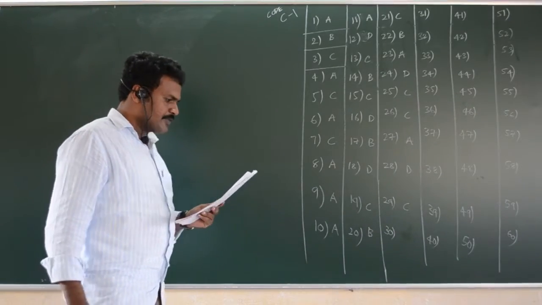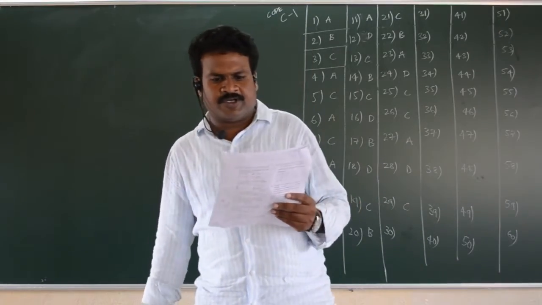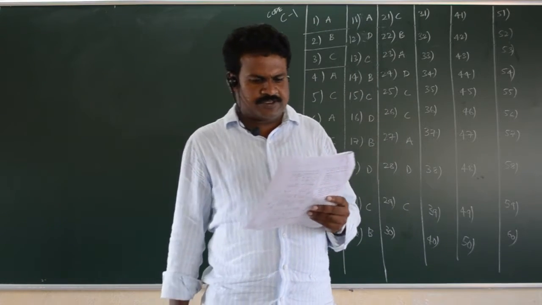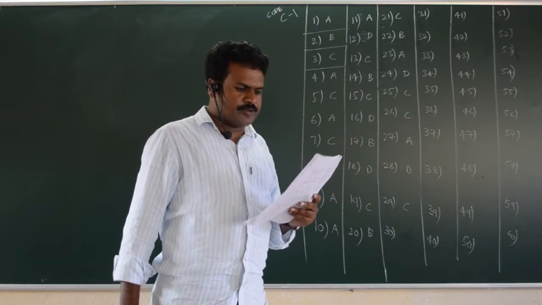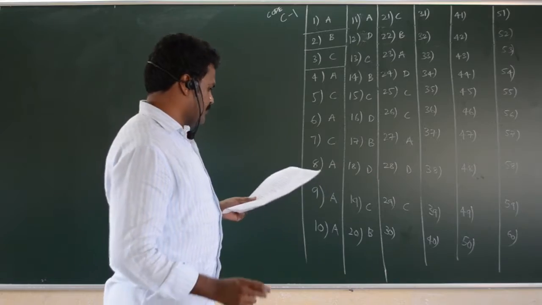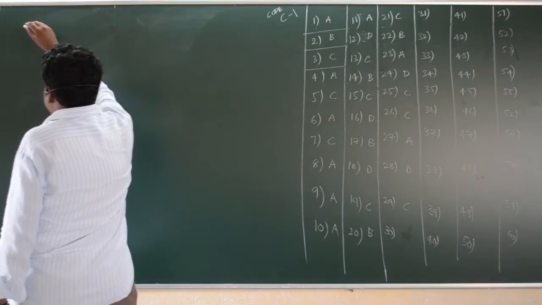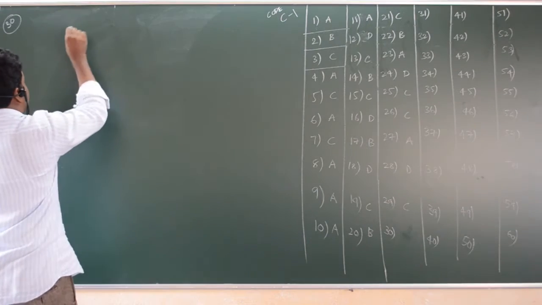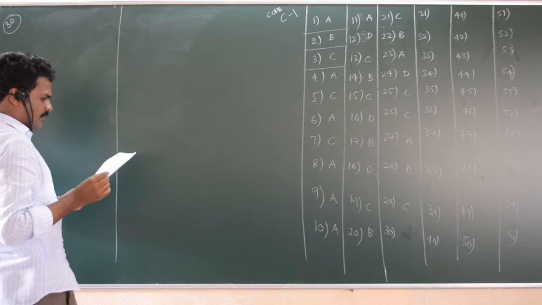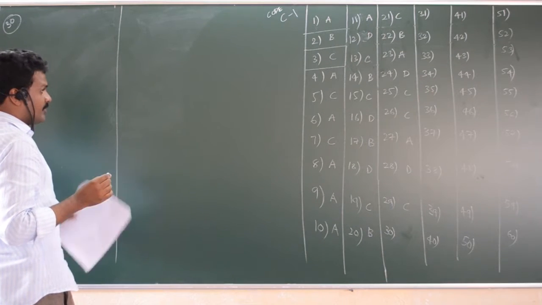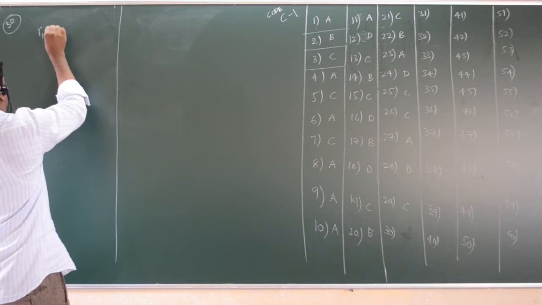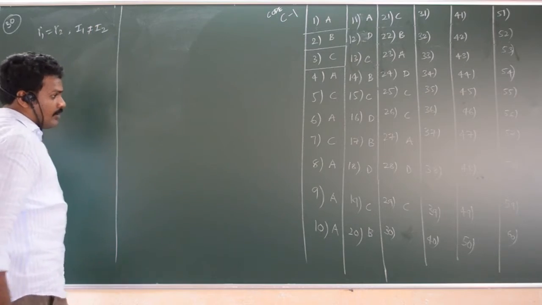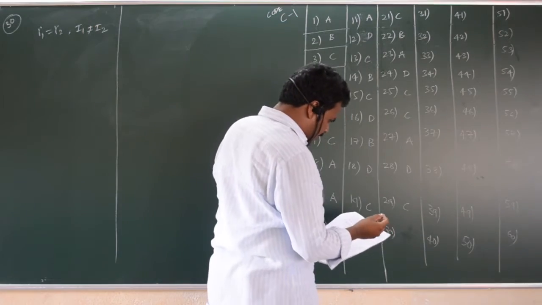So question number 30. The following graph represents variation of photocurrent with anode potential for a metal surface, where I1, I2, I3 represent intensities. He has given a graph of photoelectric current. In that, gamma 1 is equal to gamma 2, I1 is not equal to I2. So the answer for question number 30 is A.